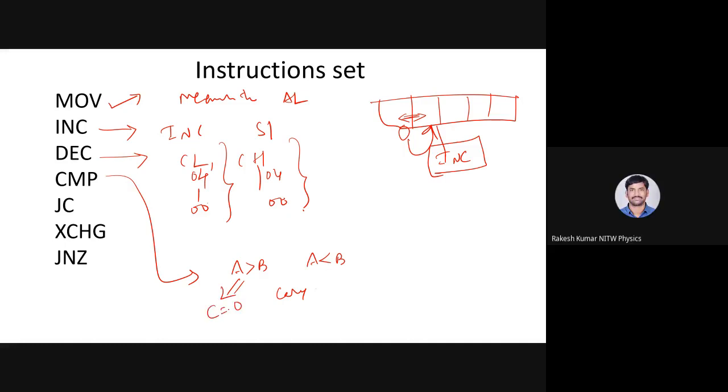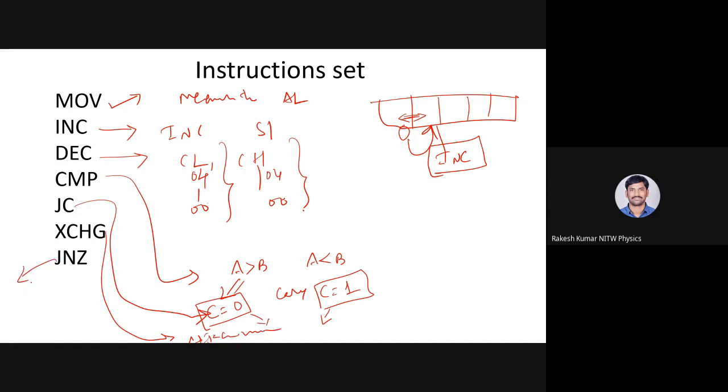No, sir, carry is 0. When A is less than B, carry is generated. So depending upon the carry value, we are going to execute the next instruction, whether it should be exchange or should go to the next instruction. Okay. Then jump carry means depending upon the carry value, it will jump to the desired instruction number. Then exchange exchanges the adjacent numbers or adjacent memory locations. What is JNZ? You must have studied.